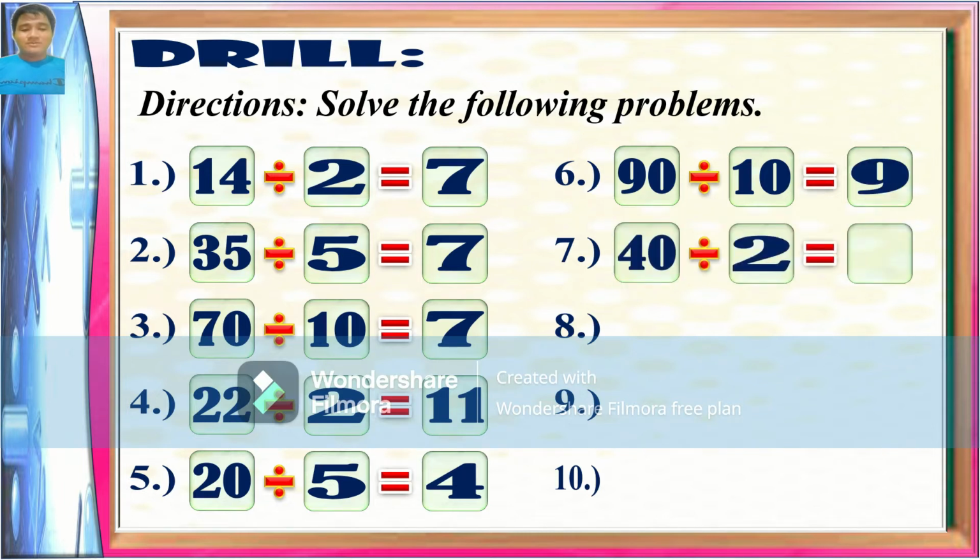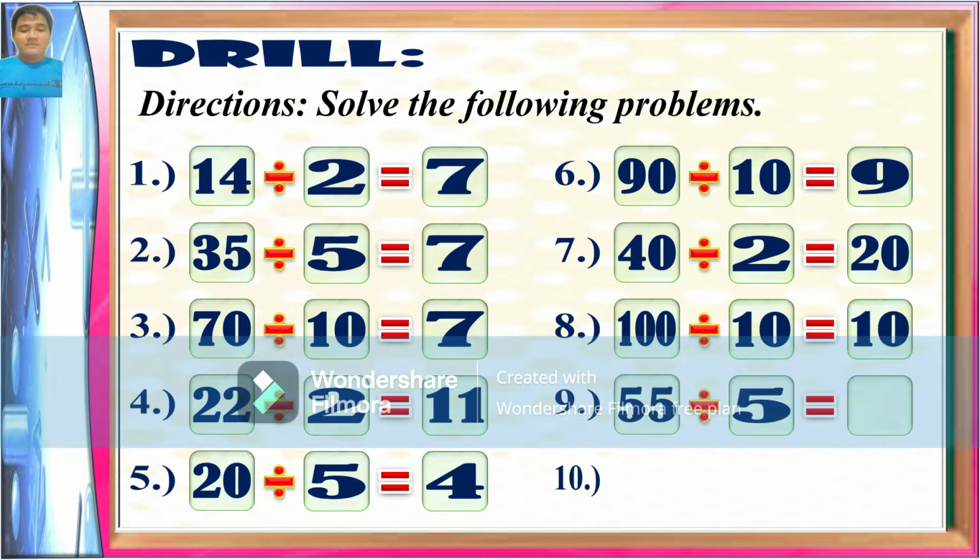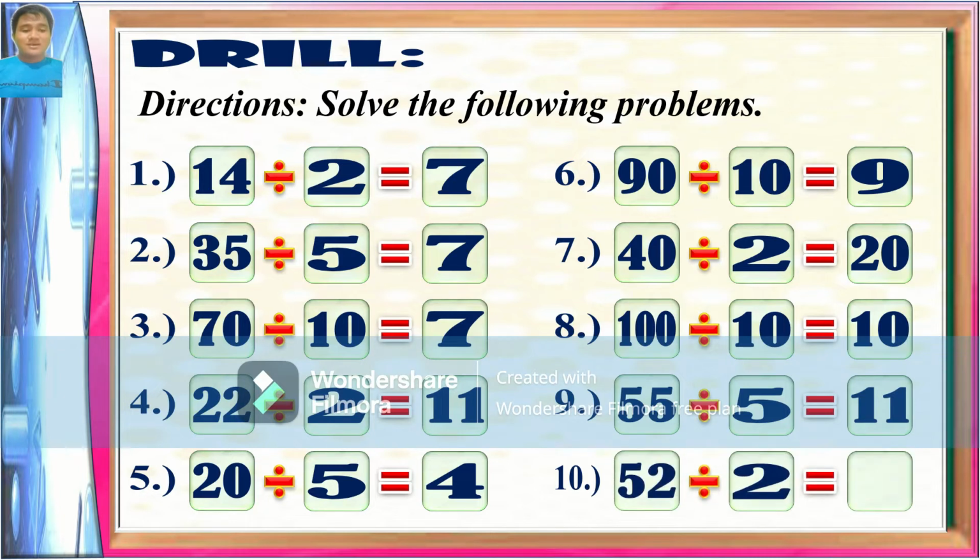40 divided by 2 is equal to 20. 100 divided by 10 is equal to 10. 55 divided by 5 is equal to 11. And the last one is 52 divided by 2 is equal to, that's right, 26.